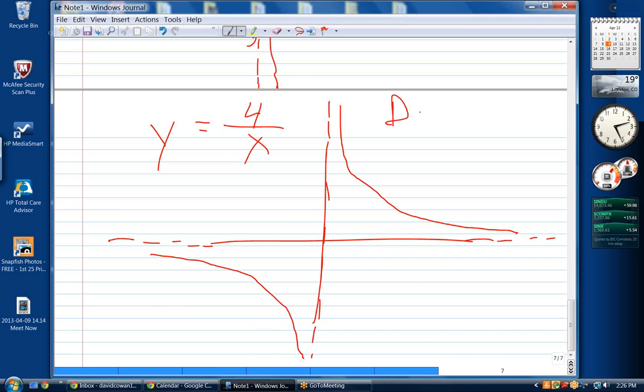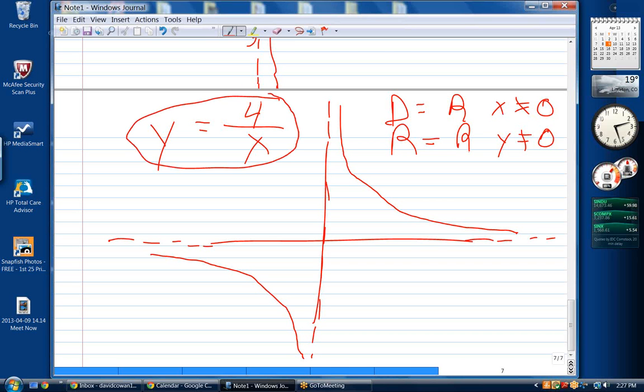So the domain is all real numbers except for 0, and the range is all real numbers except for 0. Notice that there's no way to make y 0. If we look at this function, there's no value I can put in for x that makes y equal to 0. The only way y is ever going to be 0 is if there's a 0 in the numerator, or if the numerator has a possibility of being 0.